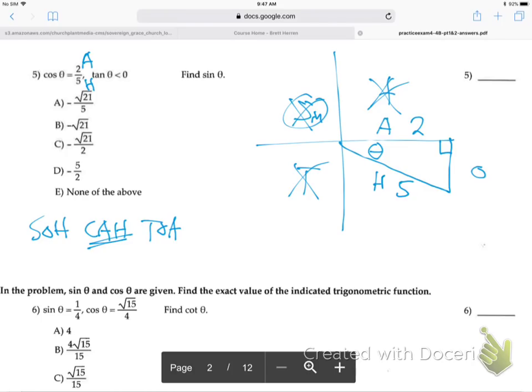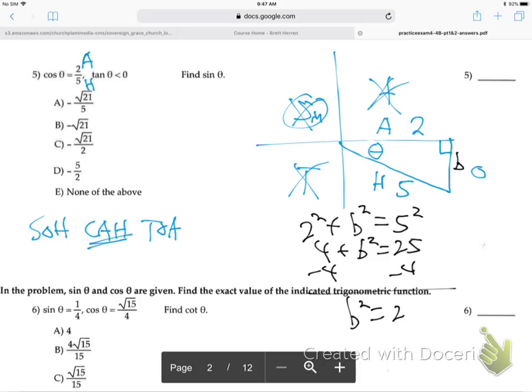See how I did that? Cosine from SOHCAHTOA, cosine's adjacent over hypotenuse, 2 over 5. And I always write in adjacent, opposite, hypotenuse, so I know which is which. So I got to find this side. So the C is the 5. A squared plus B squared is C squared. So 2 squared, call this B, plus B squared is 5 squared. 4 plus B squared is 25. Subtract 4, B squared is 21, root it, B is the square root of 21.